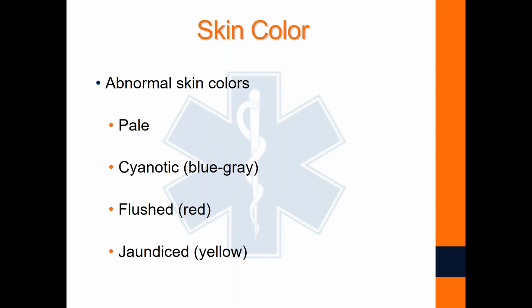And then we have jaundice. Jaundice is a yellow patient we see a lot of the times with patients who have some pretty advanced liver disease. It is really just their liver is not functioning well and they are pretty sick.